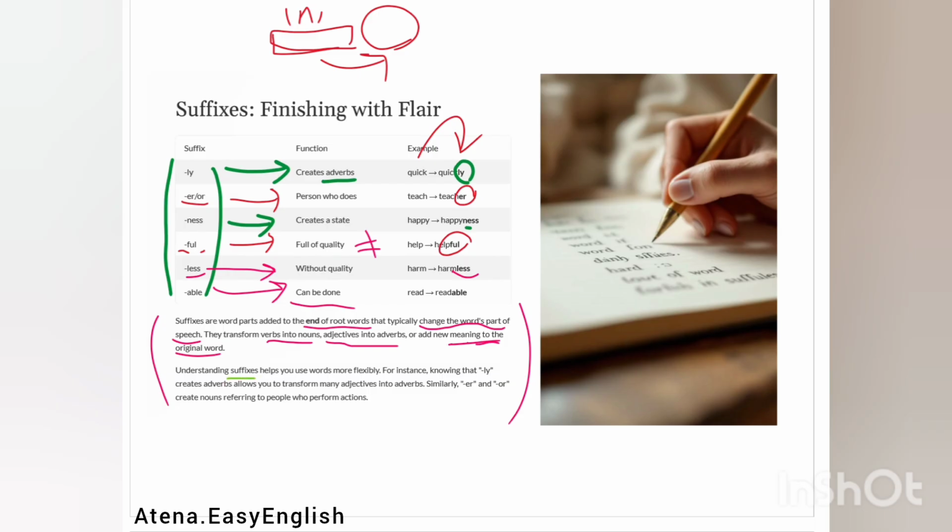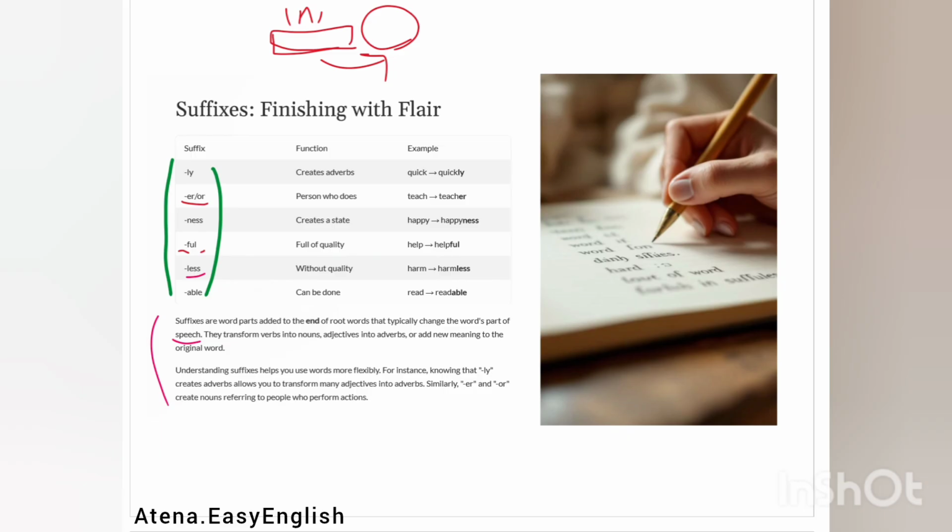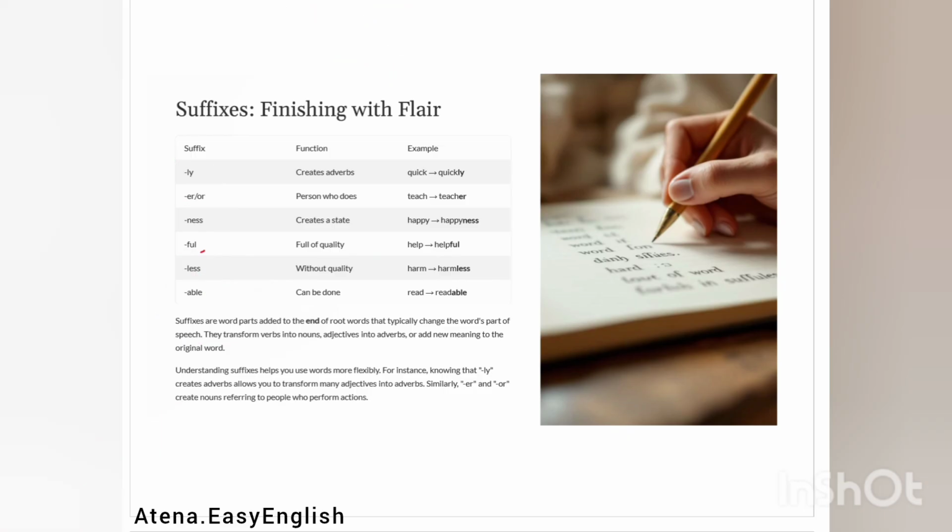Understanding suffixes helps you use words more flexibly. For instance, knowing that ly creates adverbs allows you to transform many adjectives into adverbs. Similarly, er or or creates nouns referring to people who perform actions. Great. So now I want you to pause the video and take a screenshot of this if you want to have it, or just look at it and review these common suffixes.